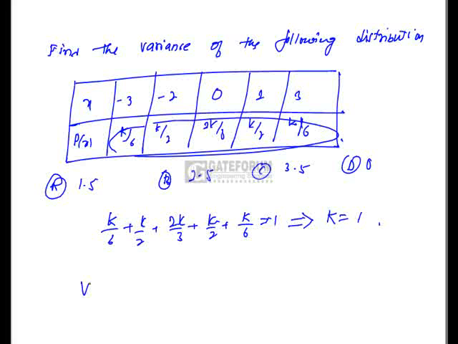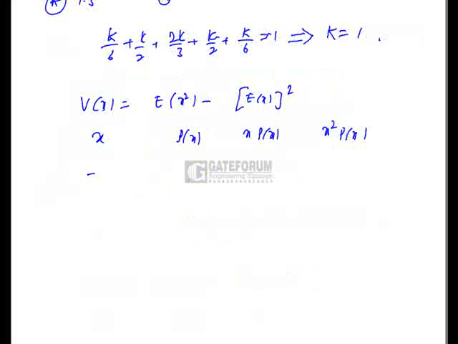Now we know the formula of variance. V of x is nothing but E of x square minus E of x, which is the mean, whole square. Now in order to find the variance, first we have to find E of x square as well as E of x whole square. To find that, let us make a table of x, then p of x, x into p of x, and x square into p of x. The values of x are minus 3, minus 2, 0, 2 and 3.